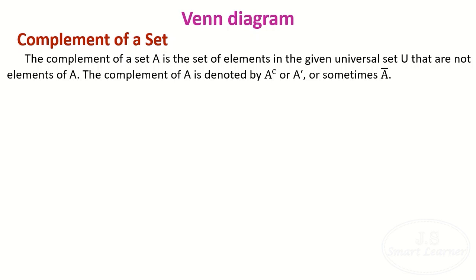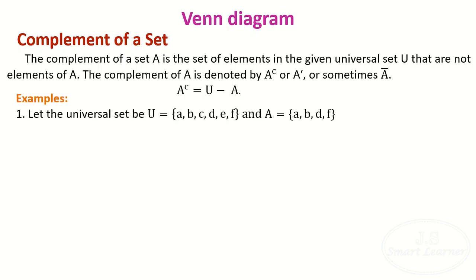Sometimes we can represent it as A bar. So A complement is equal to universal set minus set A. For example 1, take a universal set U with 6 elements and set A with 4 elements. Then the complement of set A is equal to universal set U minus set A, that is equal to the set of elements C comma E.